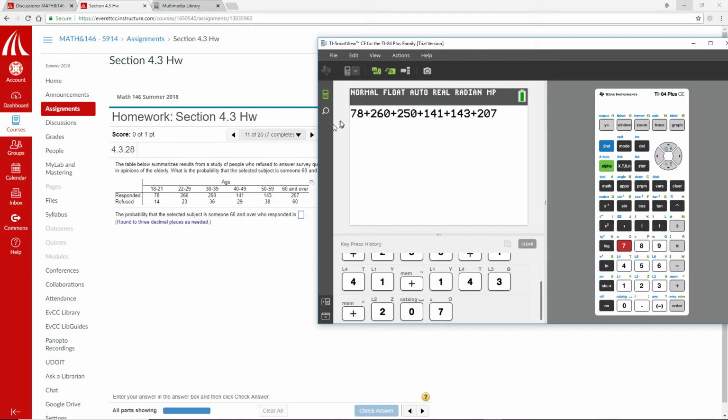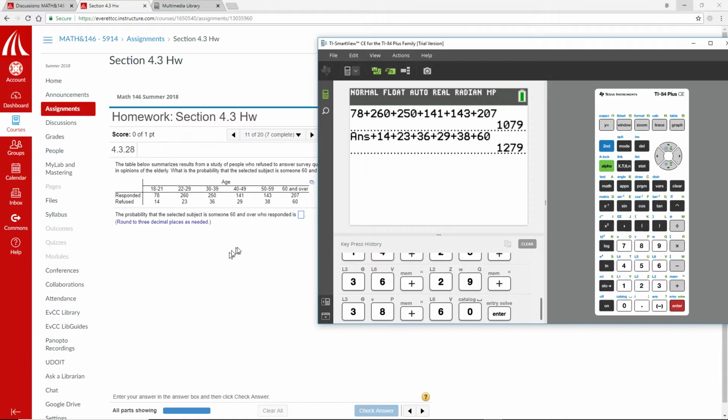And let me just double check that. That's 78, 260, 250, 141, 143, 207. And I'm also going to add the other column as well. But what I'll do is first figure out what that is. And let's just add the other column as well. So that's 14 plus 23 plus 36 plus 29 plus 38 plus 60.